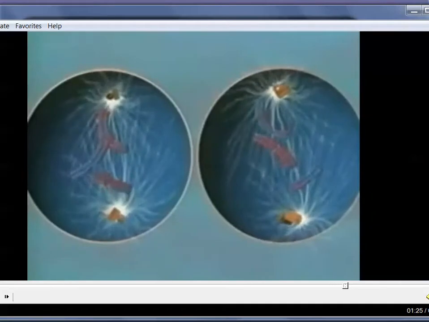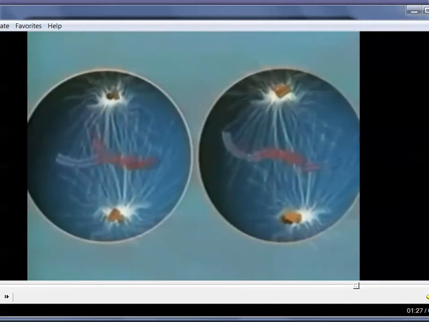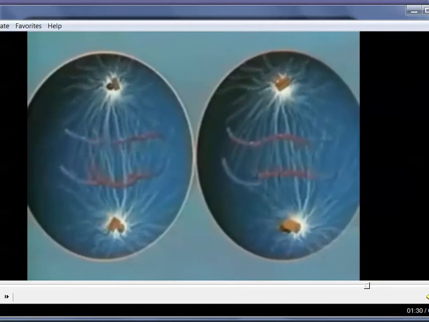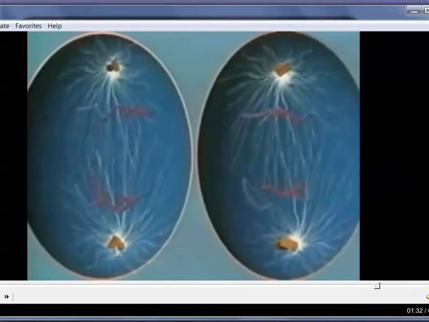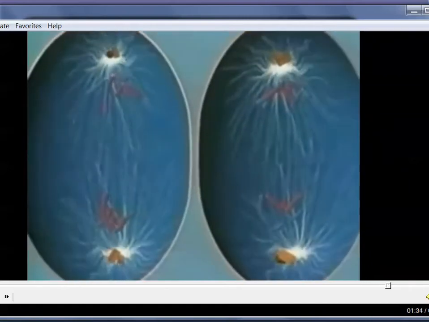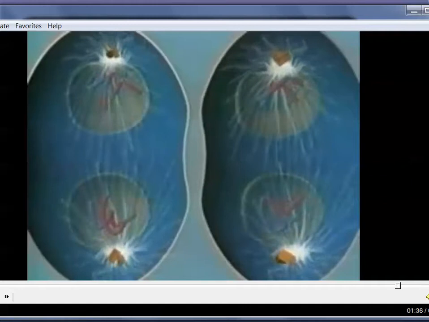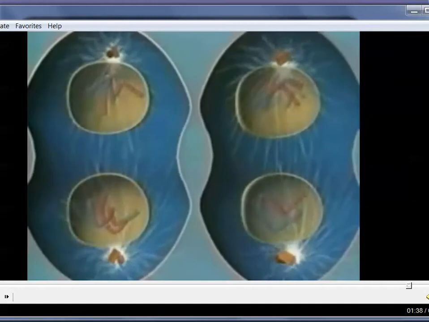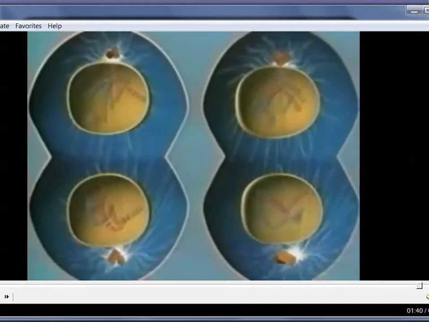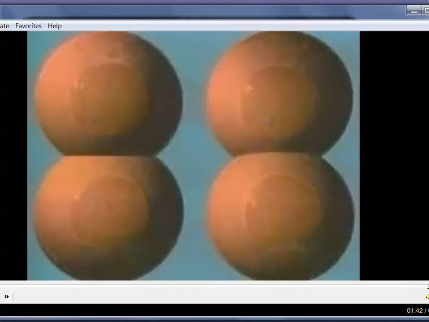This second division produces 4 unique sets of chromosomes. Because they carry half the genetic information, we call these haploid cells. Many of them will mature into sperm and eggs, the reproductive cells called gametes.